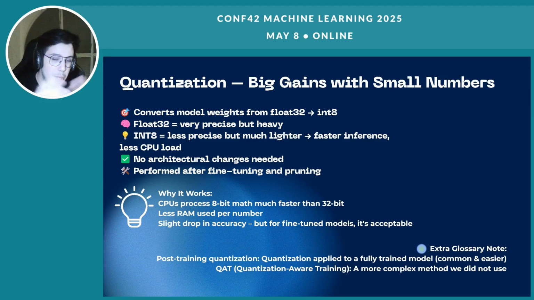Quantization. As we said before in the theoretical part, we convert the model weights' precision from Float32 into integer 8. We don't delete anything, but just make the model a little bit less precise. So here we'll get a huge benefit of less CPU load and basically no architectural changes needed. So pretty much no performance degradation there.